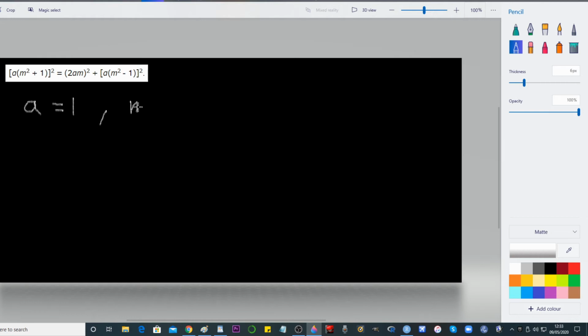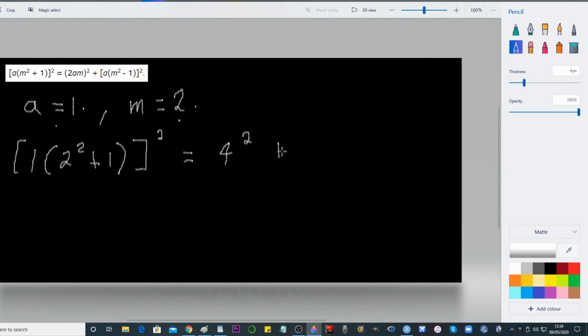Let's stick with a equals 1. And now let's use m equals 2. Okay, 1 times 2 squared plus 1, all squared, equals 2am, 2 times 1 times 2, 4 squared. Oh, this is going to be a good one. Plus 1 times 4 minus 1, all squared.